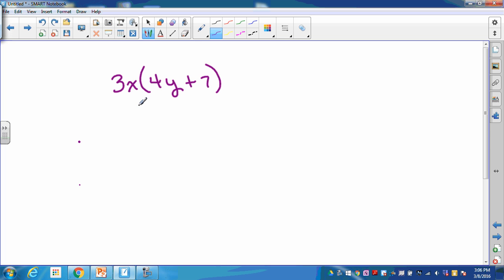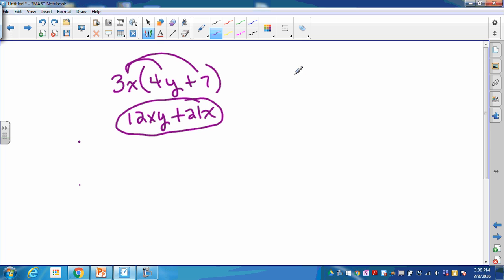Alright, so here you just simply do your distributive property. If you remember your distributive property, you multiply everything in this set of parentheses by everything that's outside. So 3x times 4y, I do my 3 times my 4, which is 12. X times y, which is simply xy. Then I'm going to do 3x times 7. 3 times 7 is 21. X, bring down the x. And there's my solution.